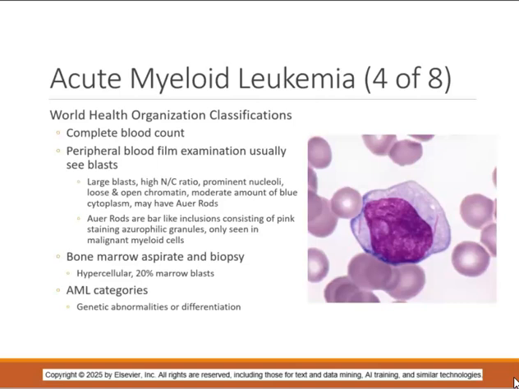So for the World Health Organization, WHO classifications, we need to do the CBC, and usually when you look at the blast, you look to see, are they large blasts? What is the NC ratio? Do they have nucleoli? You can see this is a blast here that's got nucleoli in it. It's got a couple of them in there. The chromatin is what they call loose. It's not really packed tight.